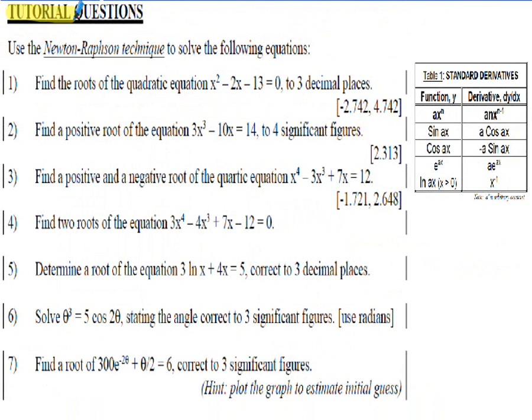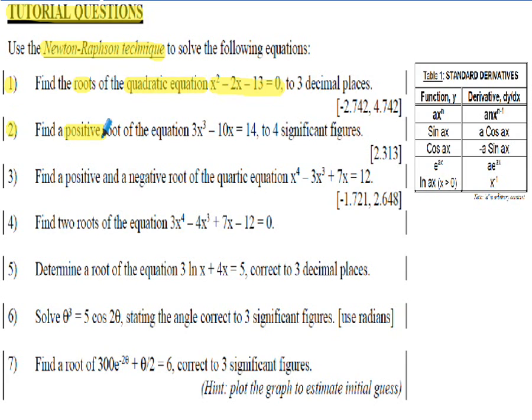I will leave you with some tutorial questions to attempt. You should use the Newton-Raphson technique to solve all of these problems. In question 1, we're asked to find the roots of a quadratic equation, x squared minus 2x minus 13 equals 0, to 3 decimal places. Obviously we can solve this equation using the formula, but we need to use the Newton-Raphson technique for this solution.